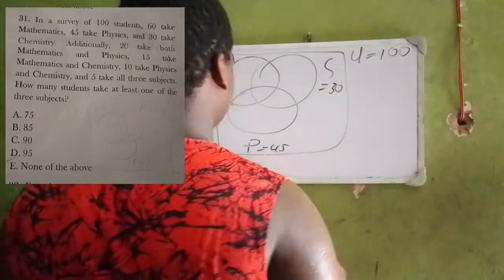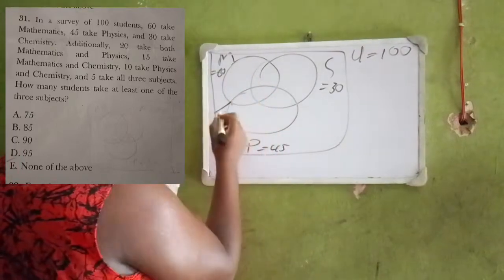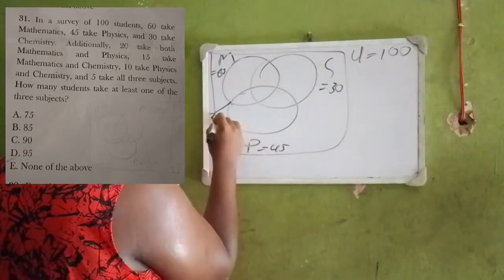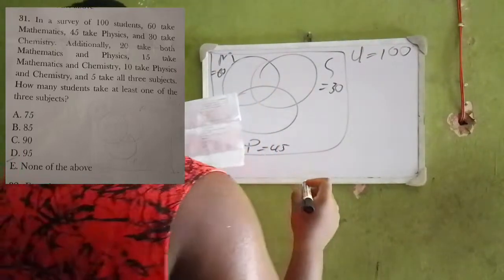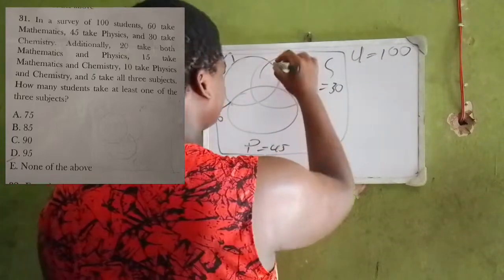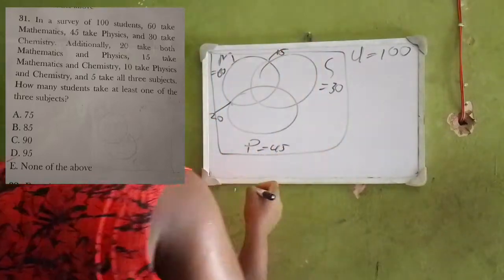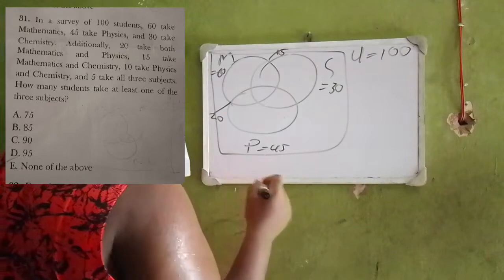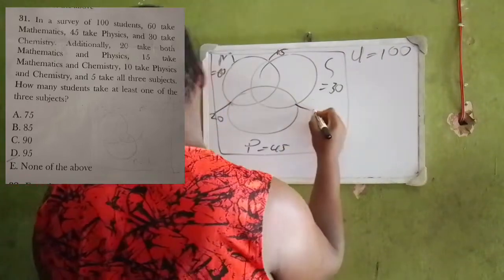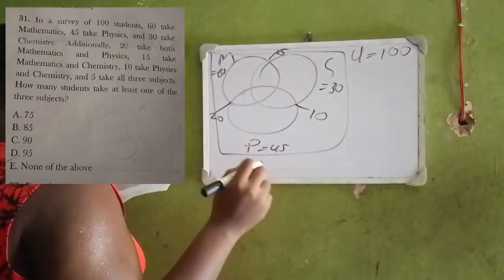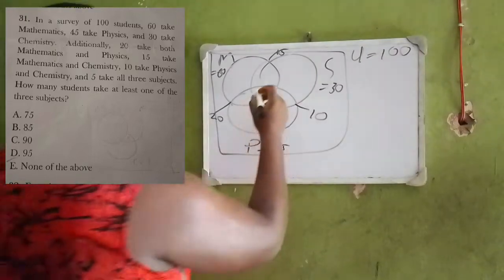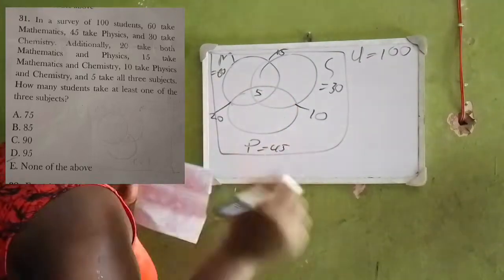20 take both mathematics and physics. Mathematics and physics, this is 20. 15 take mathematics and chemistry. This is mathematics and chemistry, this is 15. And 10 take physics and chemistry. So this is physics and chemistry, this is 10. And 5 take all 3 subjects, so you can put 5 here.